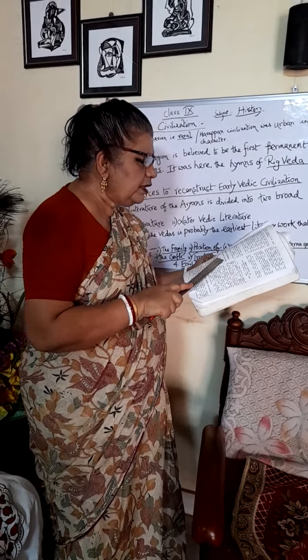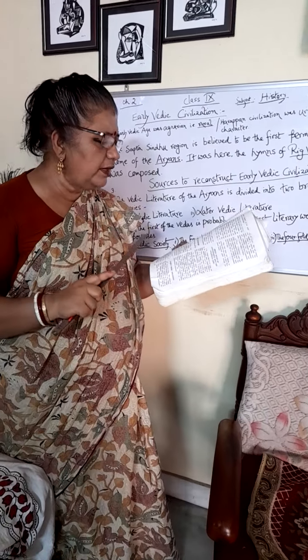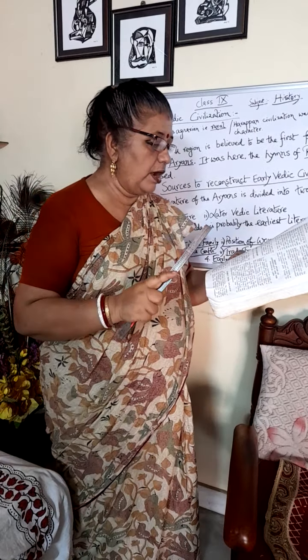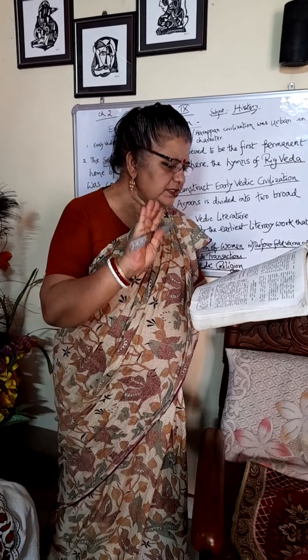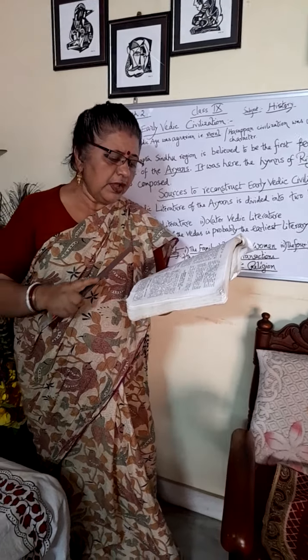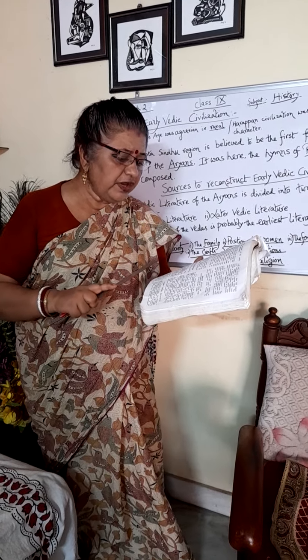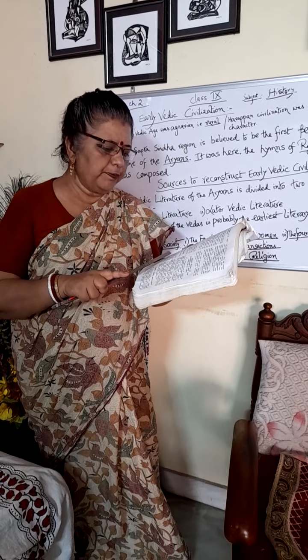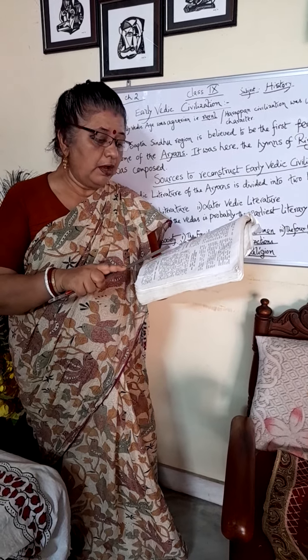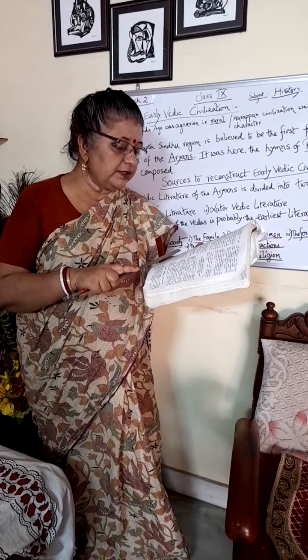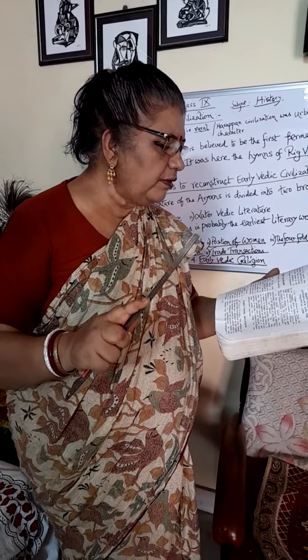The Rig Vedic economy: agriculture. The Rig Vedic economy was agrarian in character. Number one, agriculture. So the economy was based on agriculture. That is, the Rig Vedic Aryans were mainly scattered in villages. They prayed for plentiful rain and a bountiful harvest, large herds of cattle and good health.